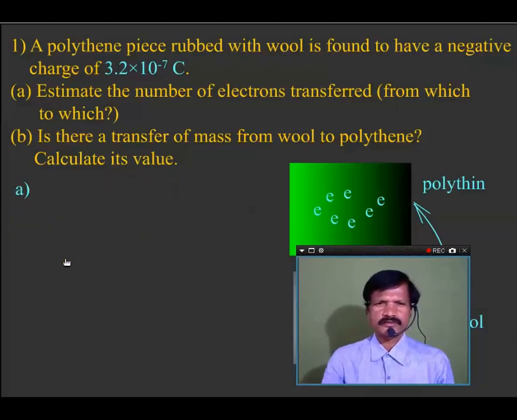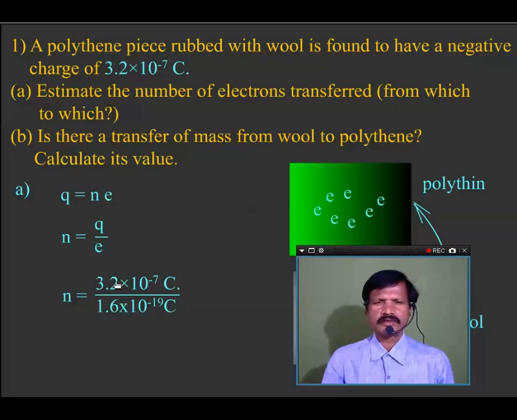That is, Q is equal to N times E. We need the number of electrons. This is the number of electrons, this is the charge on the electron. Cross multiplying, we get N is equal to Q by E. Substitute for Q and E. We get 3.2 into 10 to the power of minus 7 divided by 1.6 into 10 to the power of minus 19. Coulomb gets cancelled. And this can be calculated by using a calculator.